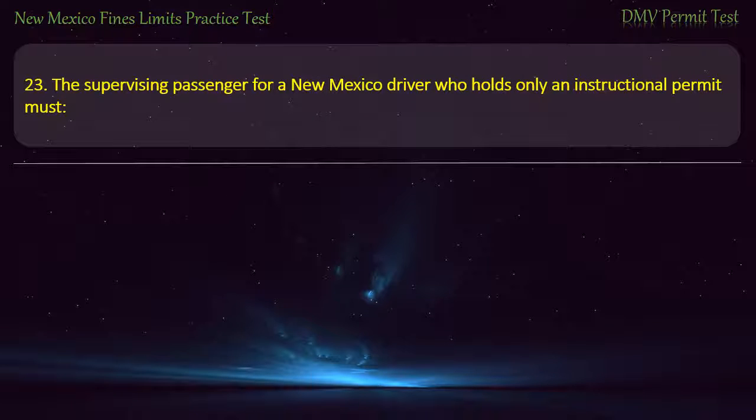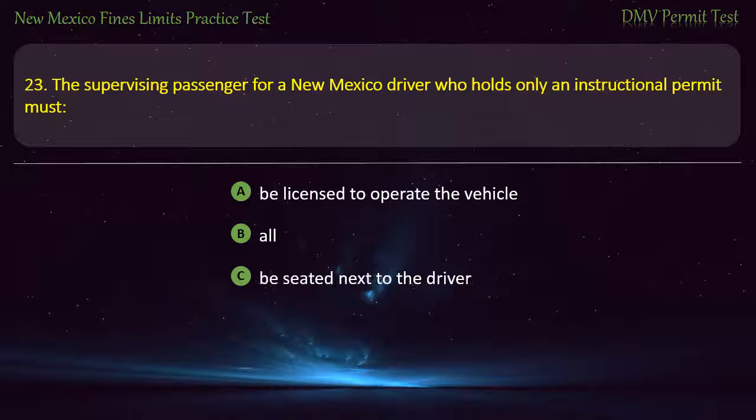Question 23. The supervising passenger for a New Mexico driver who holds only an instructional permit must be licensed to operate the vehicle, be seated next to the driver, be at least 21 years of age, or all. Answer. All.